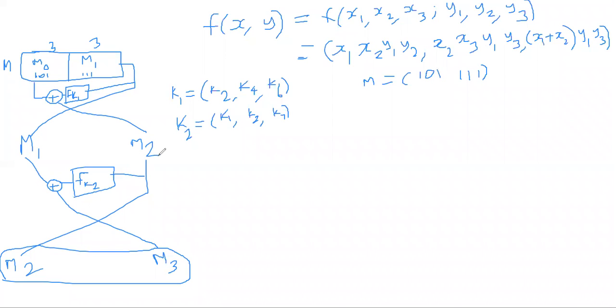So how do we define M2 now? M2 is subjoined by M0, just to be clear, and this is M1. We can now easily define M2 as follows. M2 is nothing but we have to take M0, XOR it with F_K1 of input M1. So we need to do those 2 things.